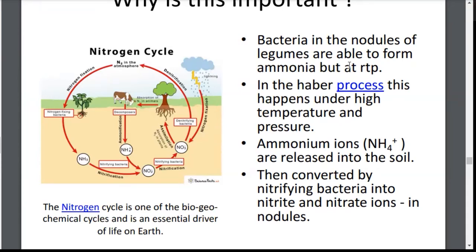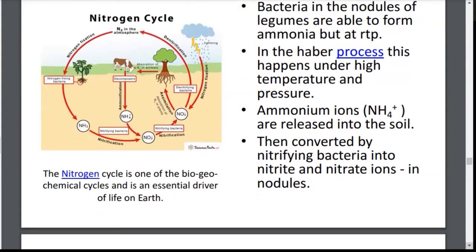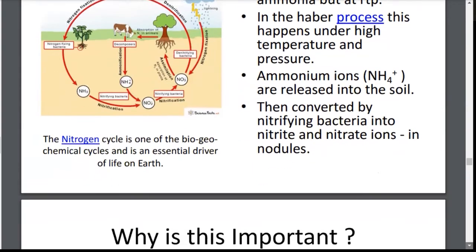Ammonium ions are released into the soil, and these are then converted by nitrifying bacteria to nitrate and nitrite ions. All that means is that ammonia is made in the natural world by plants, and it's important for making some other compounds which plants need.